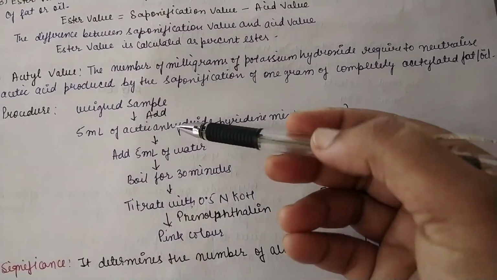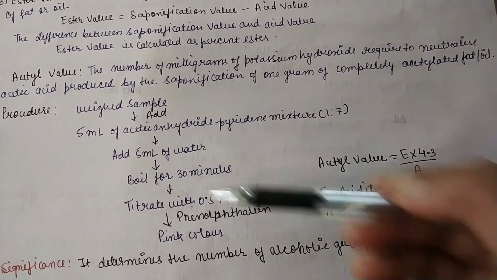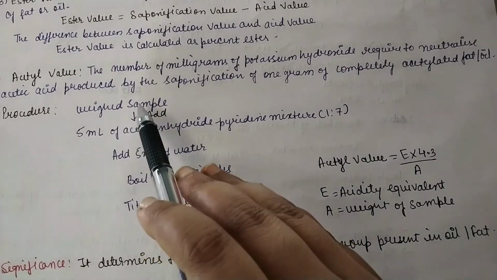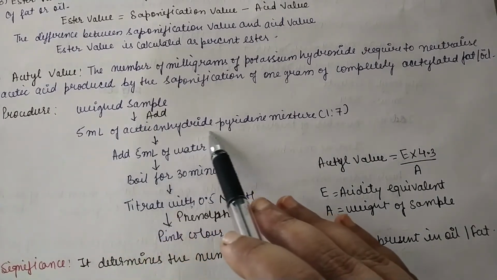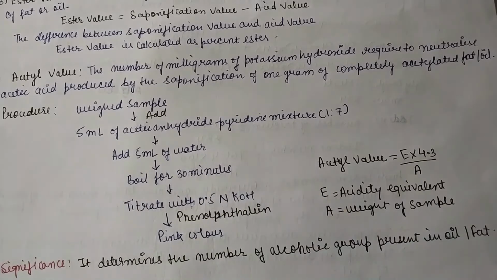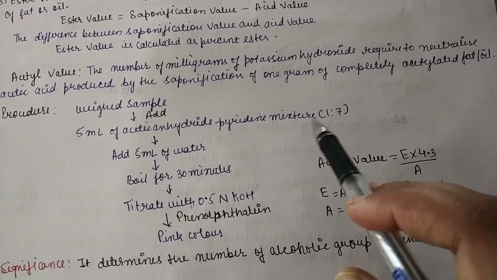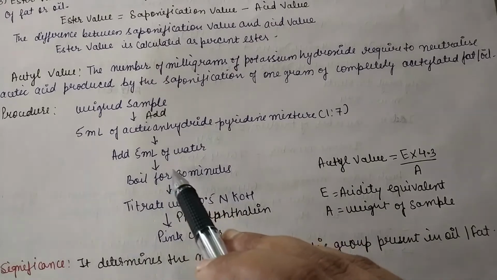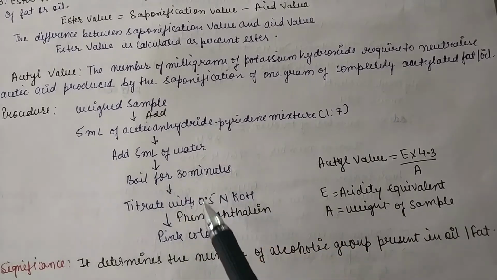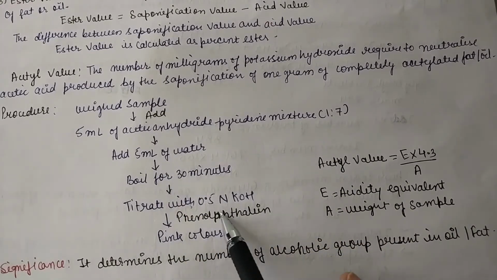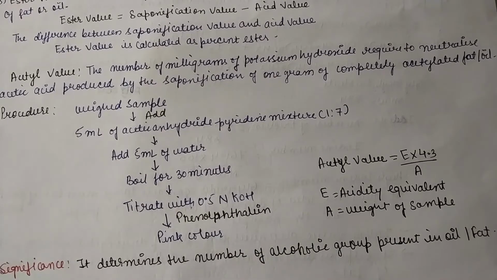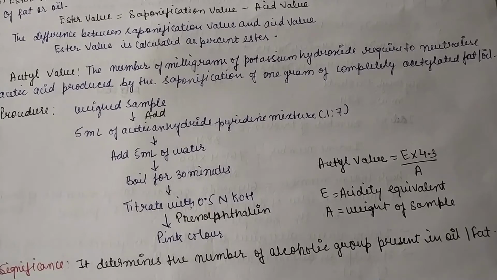Let's discuss the analytical procedure to calculate the acetyl value. Weigh the sample, then add 5 ml of acetic anhydride and pyridine mixture in the ratio 1:7. Then add 5 ml of water and boil for 30 minutes, and then titrate with 0.5 normal potassium hydroxide, and phenolphthalein is used as an indicator. At the end point the pink color will appear.